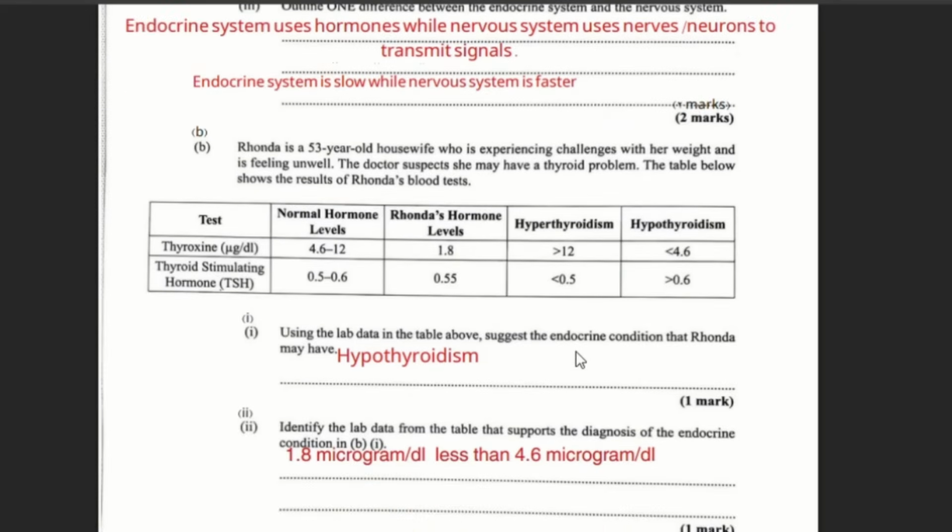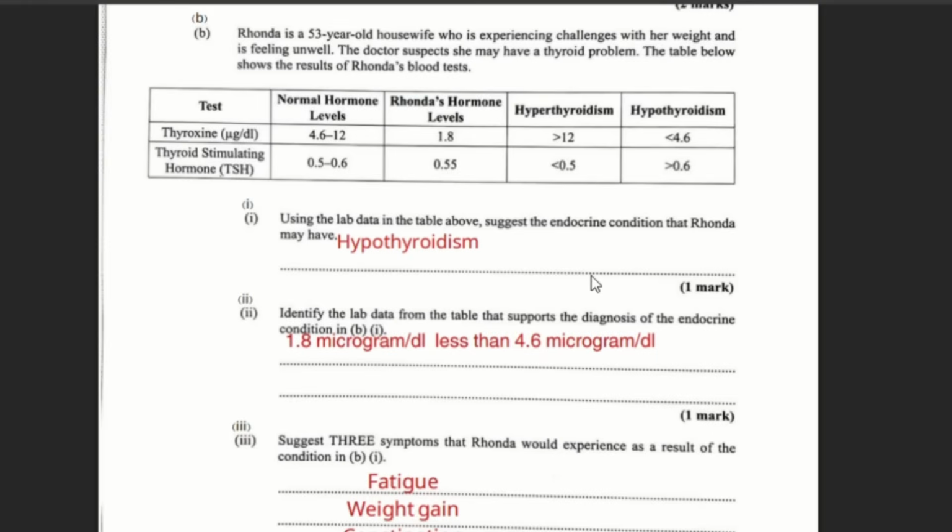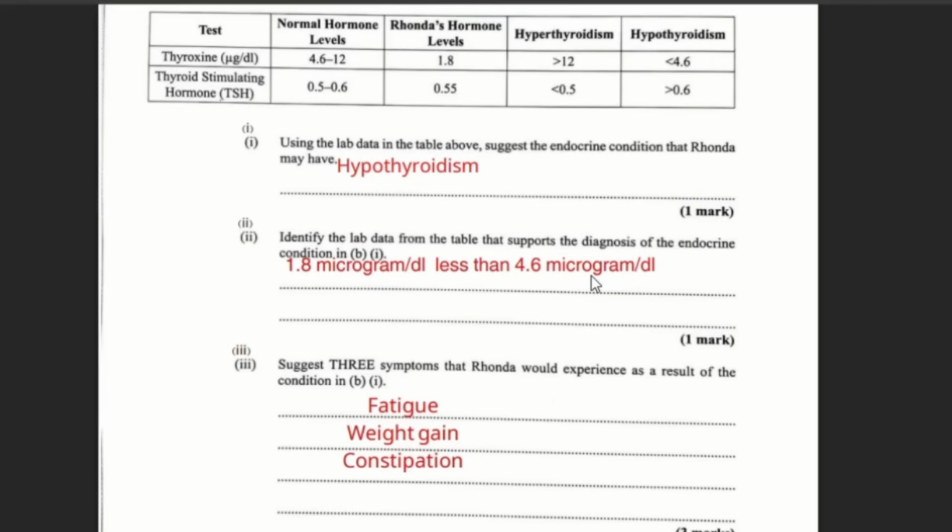So, anyways, next question. Rhonda is a 53-year-old woman who is experiencing challenges with her weight and is feeling unwell. The doctor suspects she might have a thyroid problem. The table shows the results of Rhonda's blood tests. Based on the table, suggest the endocrine condition that Rhonda may have.